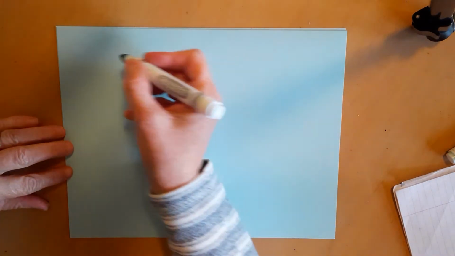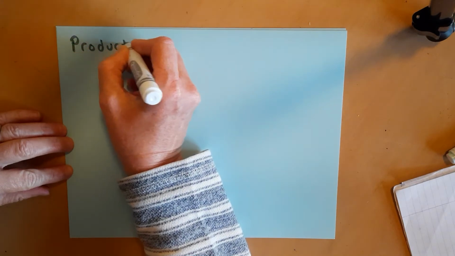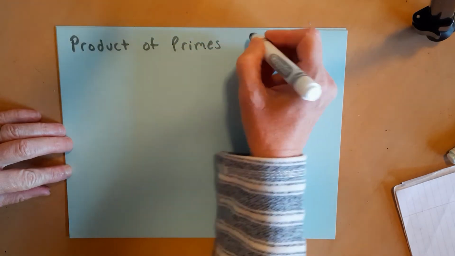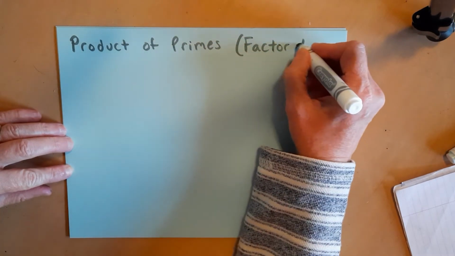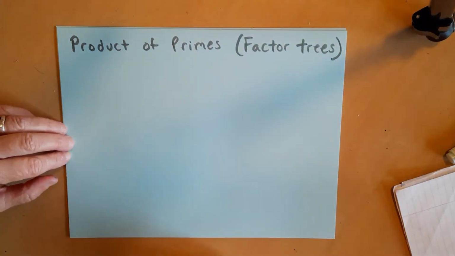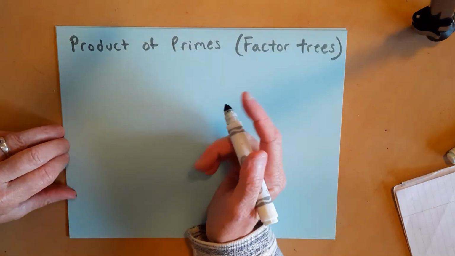Today in class we talked about the product of primes, and I mentioned that another way you can think about those are the factor trees like we did in class. So I'm going to review how to do a factor tree so that you know when you get to your problems in math.